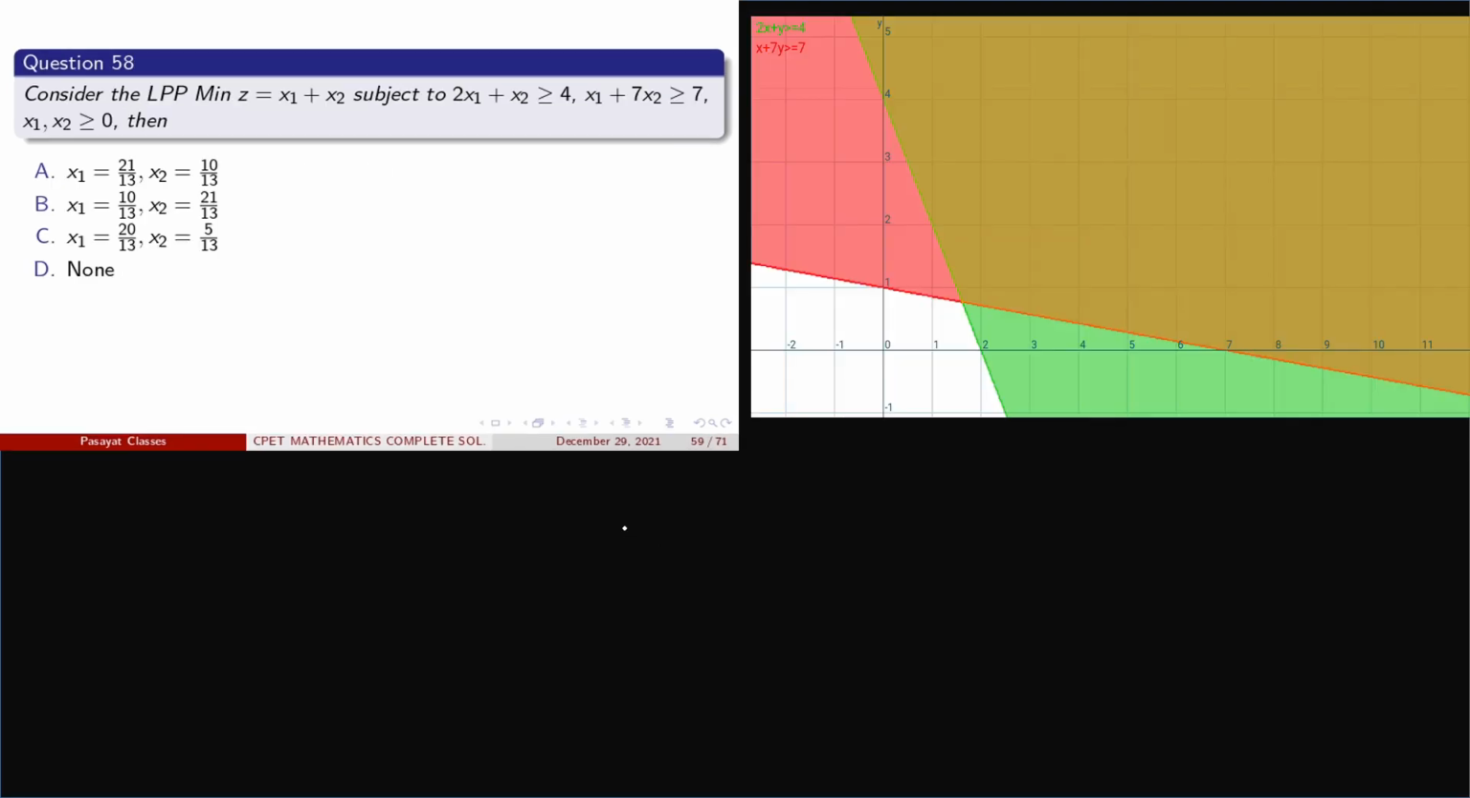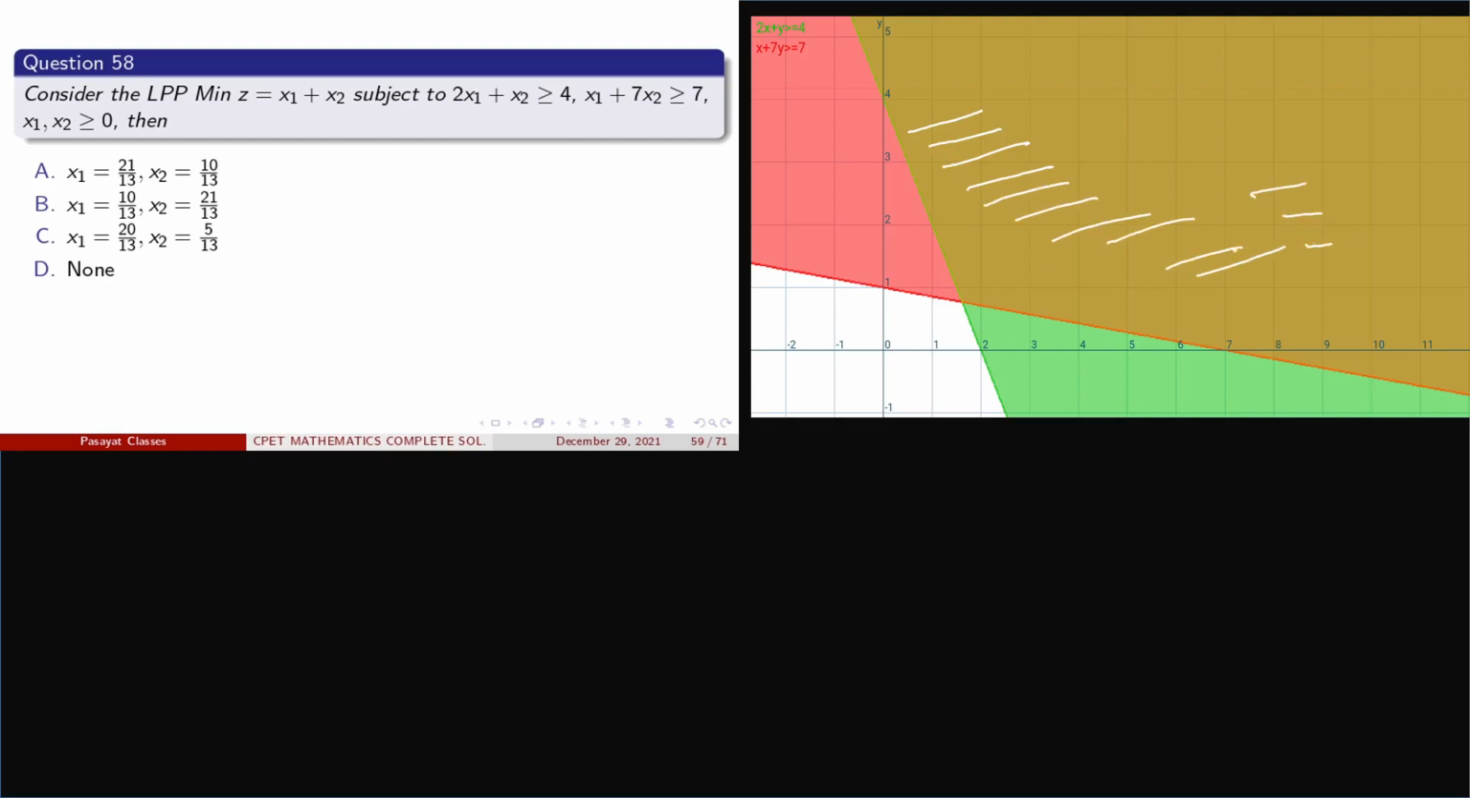Here we have to solve the LPP, given as minimize z equal to x1 plus x2 subject to the constraints 2x1 plus x2 greater than or equal to 4, and x1 plus 7x2 greater than or equal to 7, and x1, x2 greater than or equal to 0. So here the feasible region is this region. On plotting, it looks like this. So this brownish colored region is the feasible region.